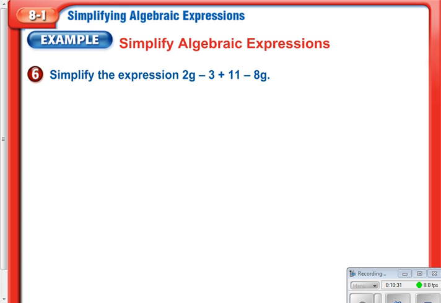Next example, simplify the expression 2g minus 3g plus 11 minus 8g. Again, combine my like terms. So I have 2g. My other like term would be negative 8g, so minus 8g. My other like terms are negative 3, so I'm going to write down negative 3. And another way you could do this, instead of doing above and below, is to put it together. So I could reorganize things and say negative 3 here, and then plus 11 because that's a like term.